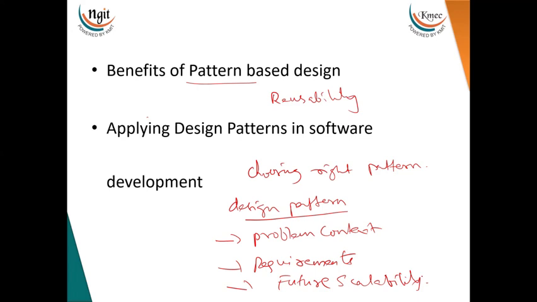When I say problem context, it is what problem are you trying to solve? And when I say requirements, what functional and non-functional requirements are needed for your project? Then future scalability is whether the pattern you have selected will work well when the system grows or evolves, or when the time comes to scale up the existing system. So whether it works or not. These three things have to be looked at while you select it. Okay.